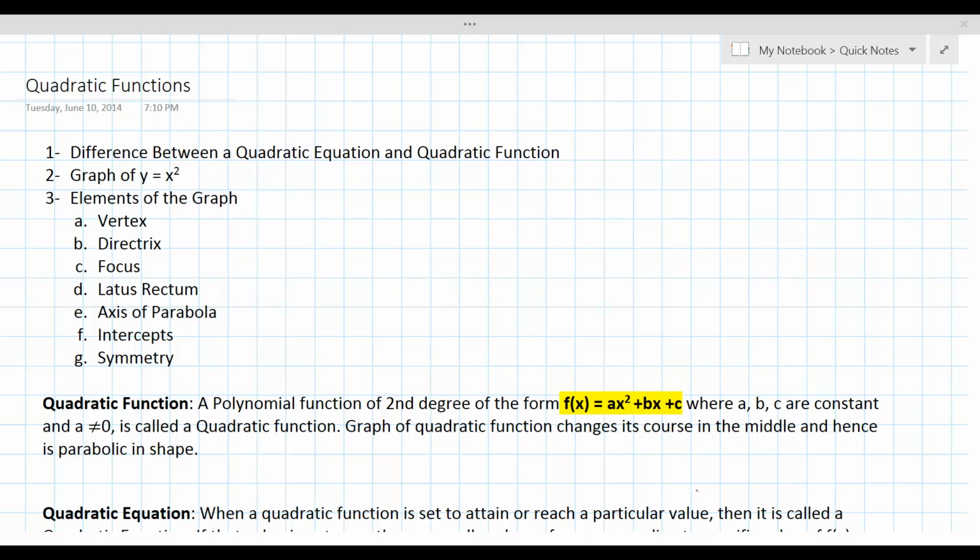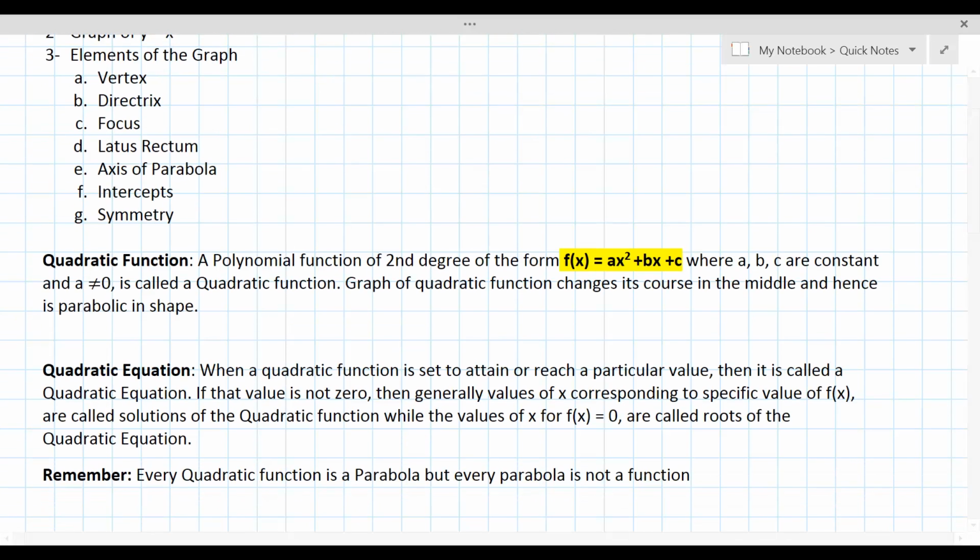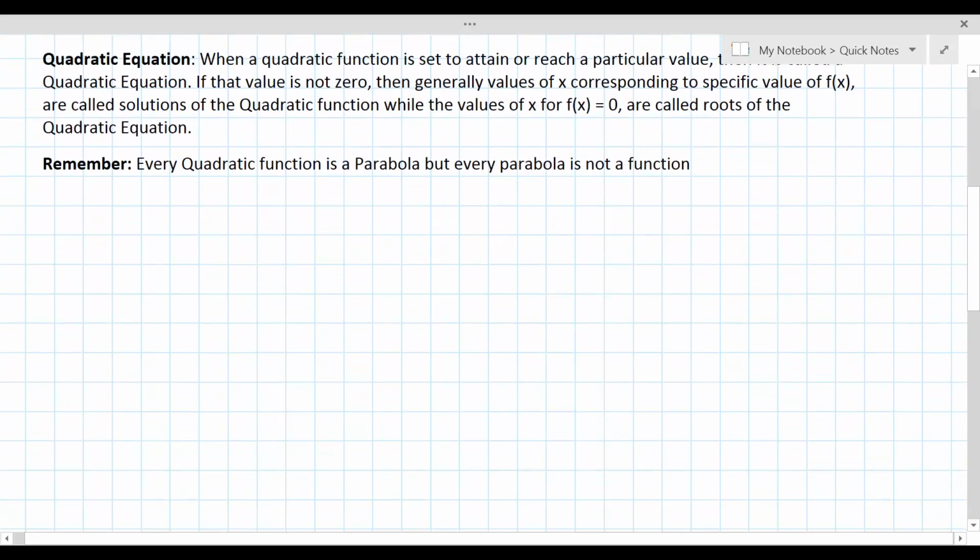A polynomial function of second degree of the form f(x) = ax² + bx + c, where a, b, and c are constants, but a is not equal to 0, is called a quadratic function. We'll consider the simplest form of the quadratic function in which a is equal to 1, and b and c are both equal to 0. So let's get started with the graph of the function y = x².